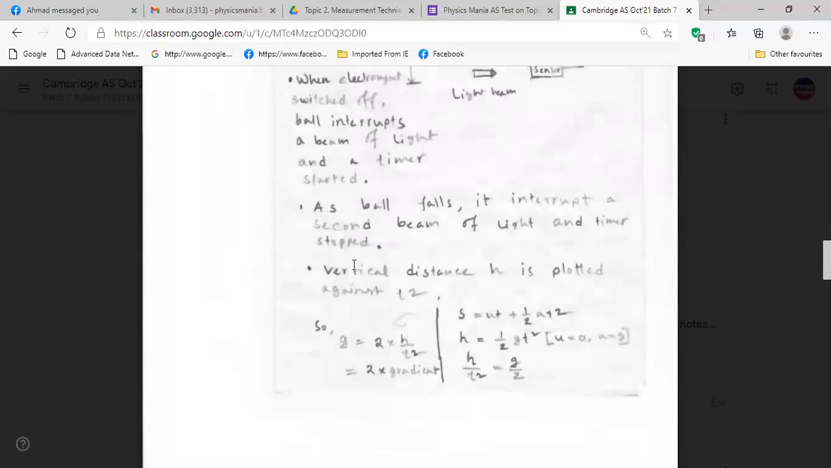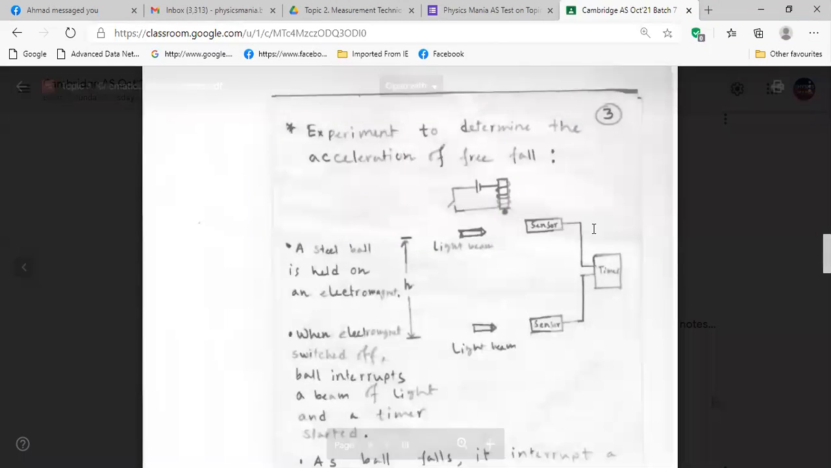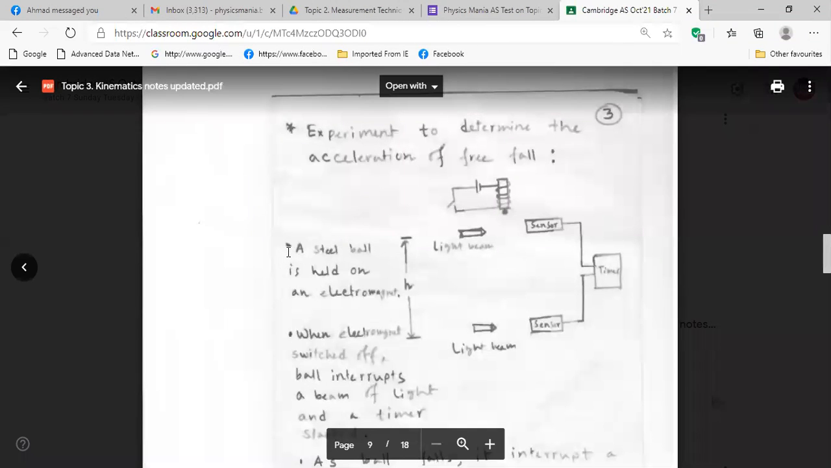So you write this very important experiment. Nice experiment here, right? Draw this diagram and write the steps. Here are the steps written. You write the heading, today's date. Write this. Topic is kinematics. Topic 3, kinematics. Do it fast.